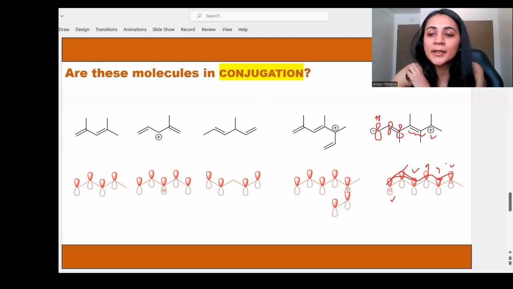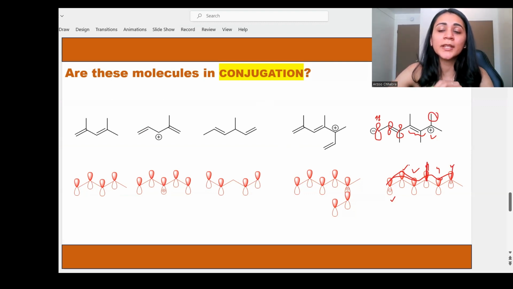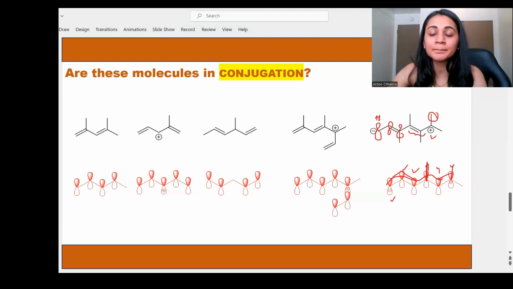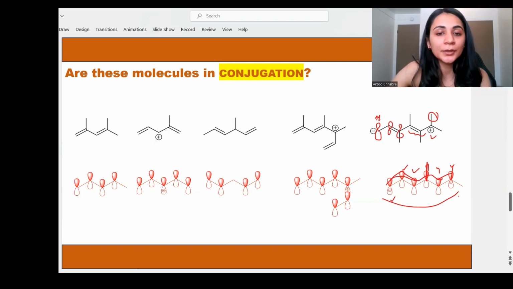Notice here that I have not drawn out this bond, and again not drawn out this bond, right? But they are there. They've just been eliminated for the purpose of explanation using these orbitals, but they exist, okay? All right, so now we see that this is also a fully conjugated molecule.